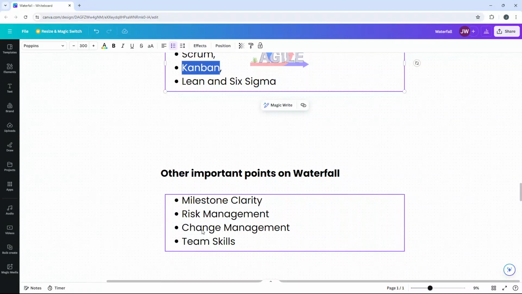Think about change management. So implementing changes requires revisiting and possibly redoing earlier stages, often leading to increased cost and delays. So bear that in mind as well. And then lastly, team skills. So effective use of Waterfall depends heavily on the team's ability to forecast needs and define precise requirements from the start. So that is the Waterfall project management methodology.